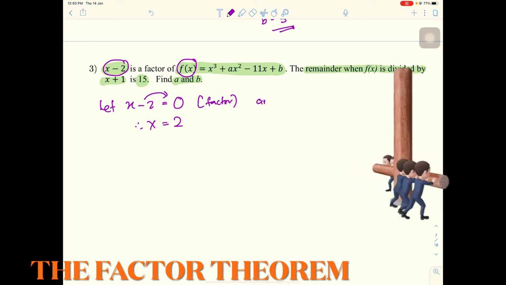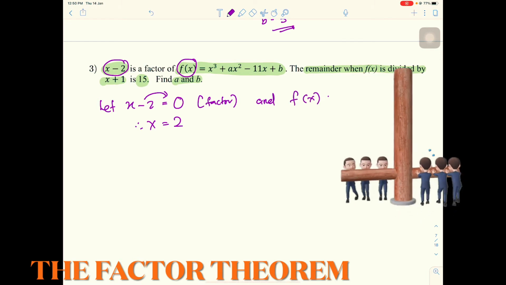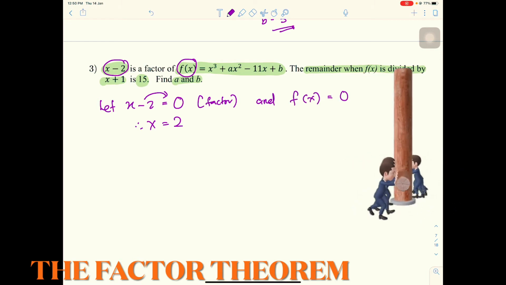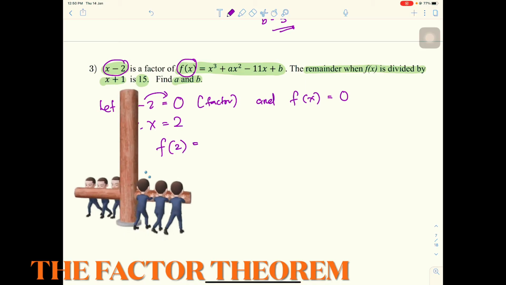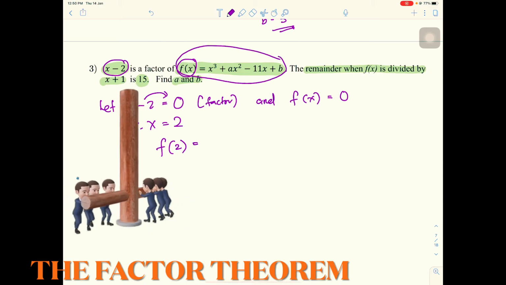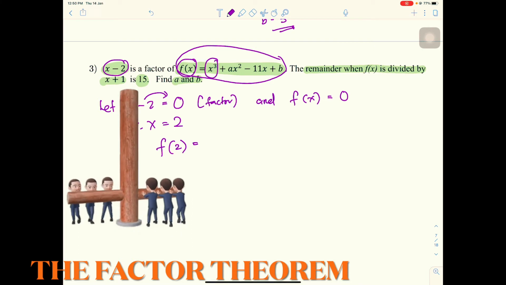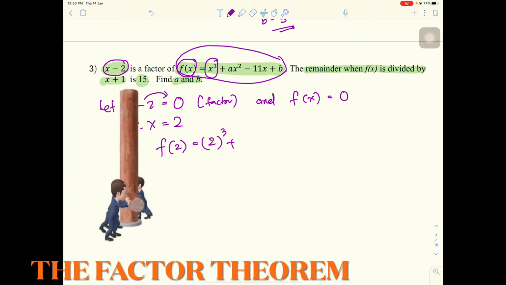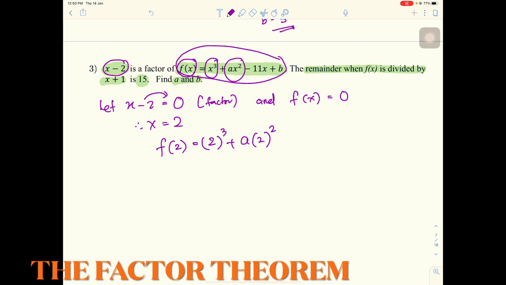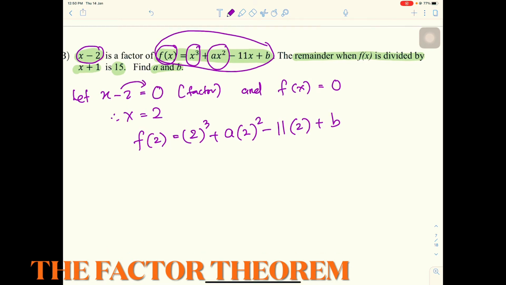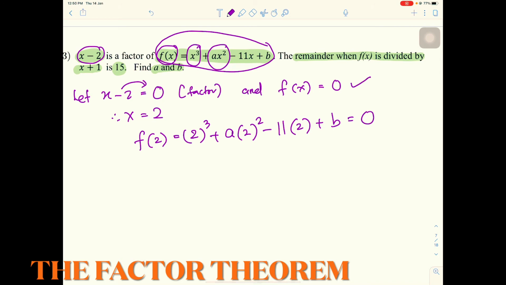Okay, and we know another one: f(x) equals 0. So what do we do? Substitute x = 2 into the function f(x). So we get 2 to the power of 3 plus a times 2 to the power of 2 squared minus 11 times 2 plus b, and then equals to 0 because of the factor.